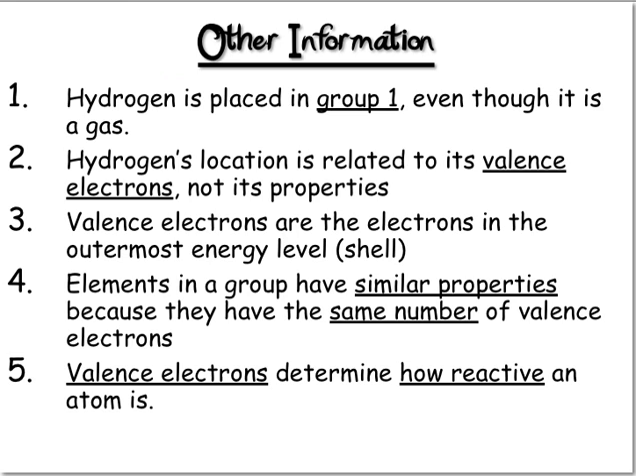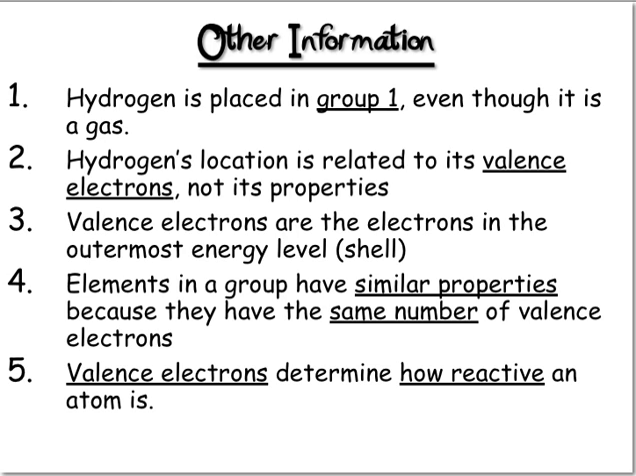Some other information that is important to know, besides just the simple family. We did say hydrogen is in group 1, even though it is a gas, so it's not exactly like everybody in his family because he's the only gas out of all of those. He's not a metal. Hydrogen's location is related to its valence electrons and not its properties. So the fact that it's a gas is not why it's over there. It's because it has 1 valence electron.